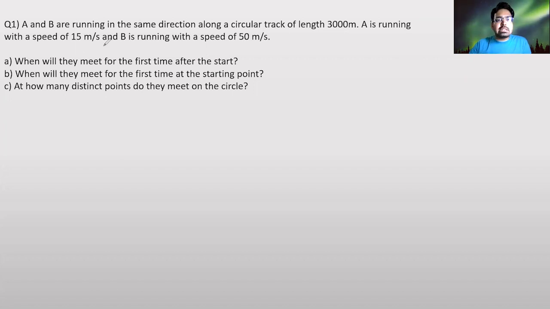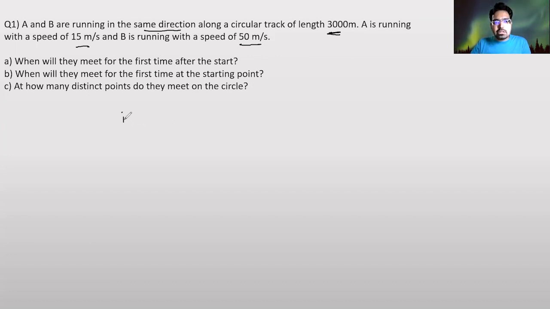Right. So let's have a look at this. A and B are running in the same direction along a circular track of length 3000 meters. A is running with a speed of 15 meters per second and B is running with a speed of 50 meters per second. When will they meet for the first time? Remember, they are moving in the same direction. So the relative speed in this particular case will turn out to be 35 meters per second. So the distance will start increasing at a pace of 35 meters per second. When that distance becomes equal to 3000 meters, that is the time they meet for the first time.